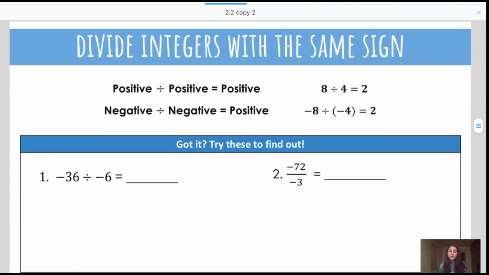All right, now I want you to pause the video and try number 1 and 2 on your own, and then you'll check your answers with mine. Okay, so both number 1 and 2, we're doing a negative divided by a negative, so both answers should be positive.